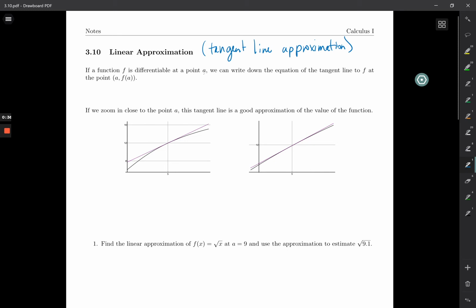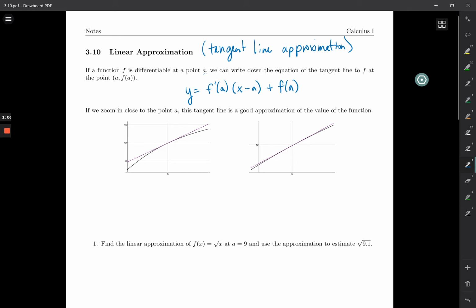I haven't yet given you this formula, but if we have a general point A, the equation of the tangent line is going to be f prime of A times x minus A plus f of A. And now notice that this is the slope, and this is just our point slope form, but I've moved that f of A, that value of y, to the other side, right? And so this is the same thing that we've been doing this whole time.